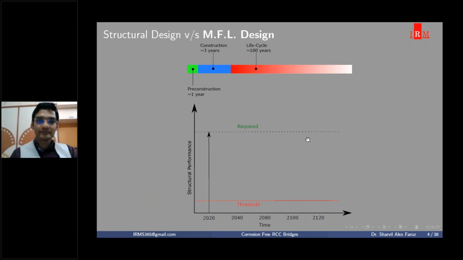Just a clarification: there is a difference between a structural design of a viaduct and an M.F.L design. M.F.L is major maintenance free life design, that is the short form. This is a proprietary technology that we have. So what is the difference between a structural design and M.F.L design?